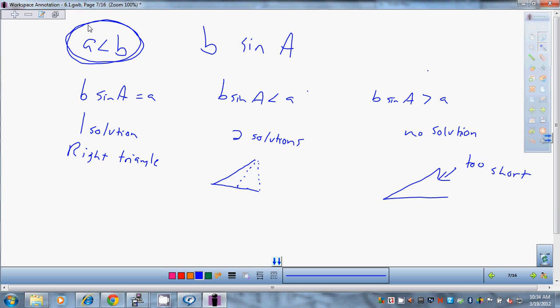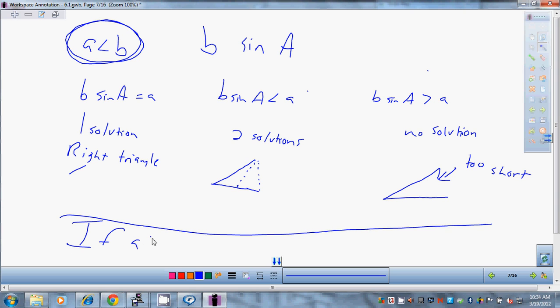If A is greater than or equal to B, in other words, if this side is either bigger than or equal to this side, then it's going to be that situation where it's too long to form two, and it'll automatically be one. So we're making all the possibilities here. That is all for A is less than B. If A is greater than or equal to B, there's one solution every single time.